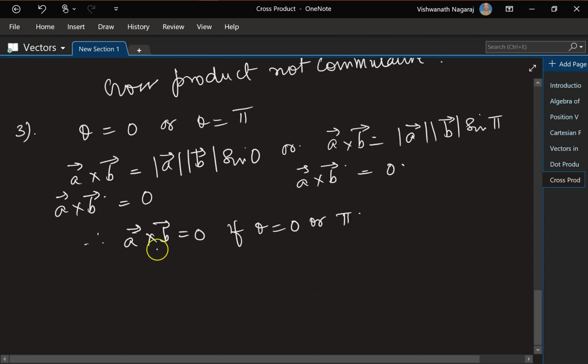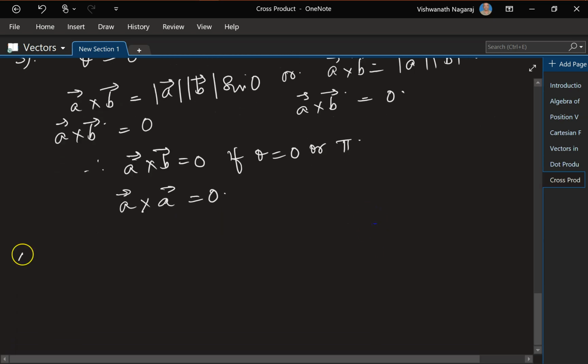Now if it is the same vector, that means two equal vectors in the same direction, vector A cross vector A, this would also be equal to 0. Fourth one. Now if A is perpendicular to B, we looked at theta equal to 0. Now we are talking of perpendicular. That means theta is equal to pi by 2.